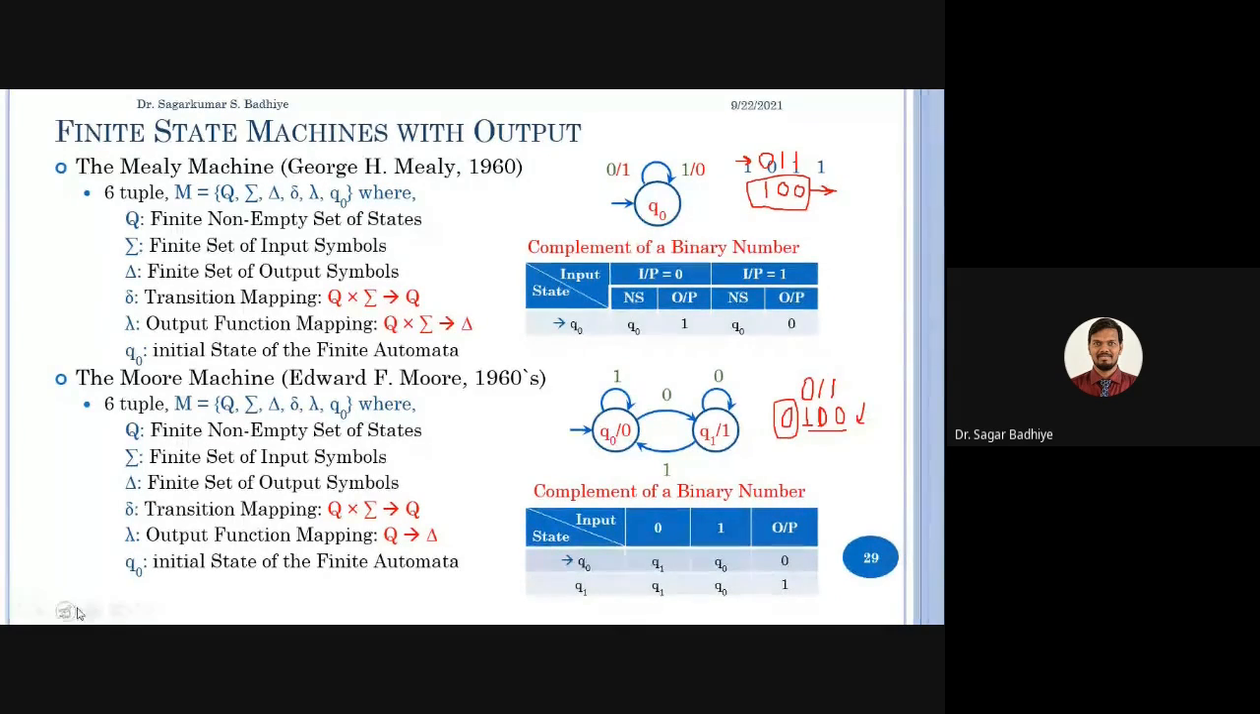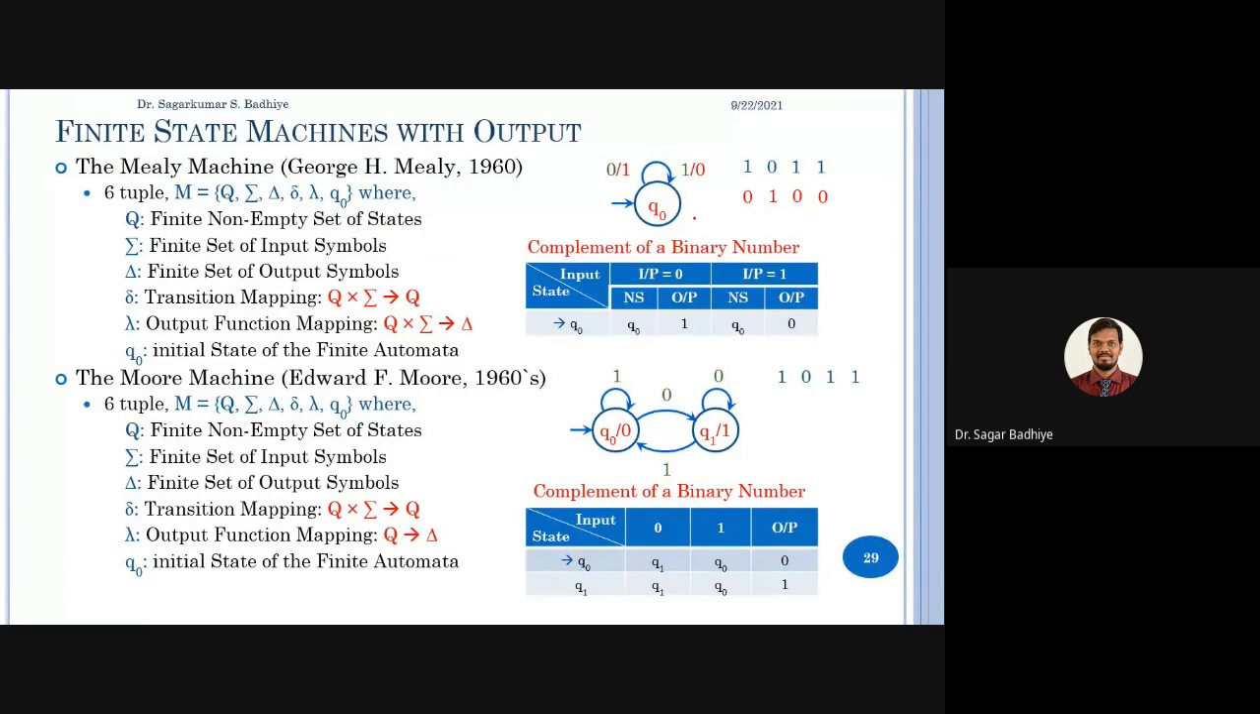So here I have considered another example for the same. Let us consider another example for Mealy machine. The input is 1011. When in Q0 you get 1, the output will be 0, and you will stay in Q0. In Q0 the next input is 0, output produced is 1. Next input is 1, the output produced is 0. Next input is again 1, the output produced is 0. So this is the output for Mealy machine.